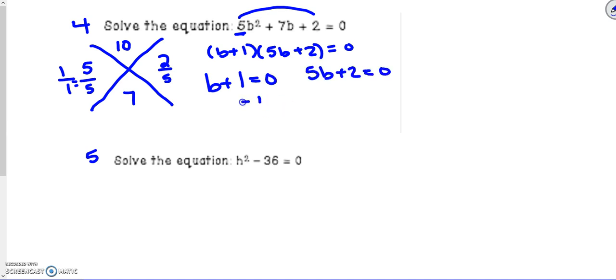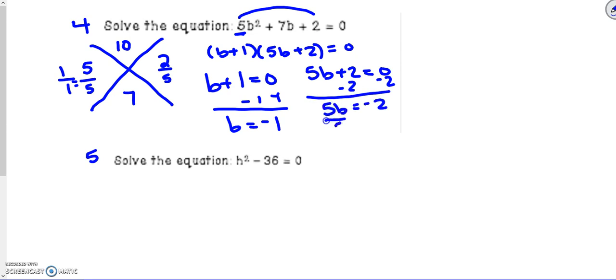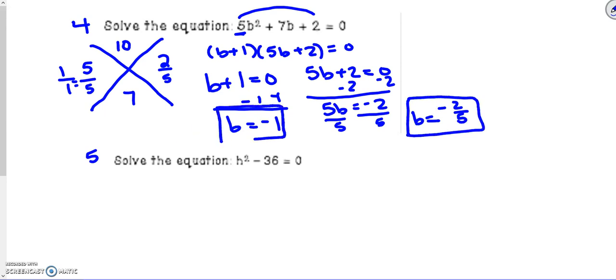For the first one, we subtract 1 from both sides, giving us b equals -1. For the second one, we subtract 2 from both sides, and we end up with 5b equals -2, and then divide both sides by 5. That leaves us with b is -2/5. So we have two answers: b is -2/5 and b is -1.